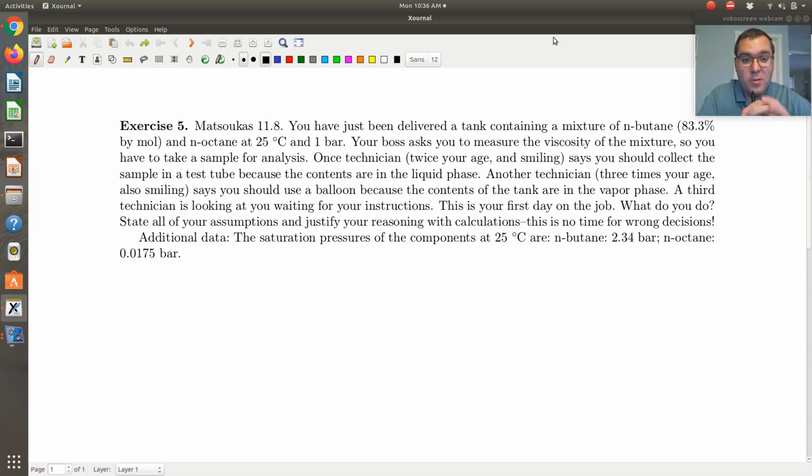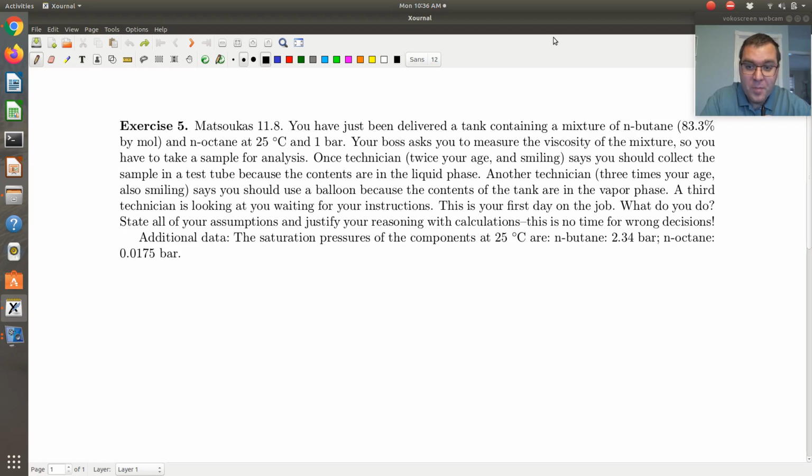Your boss asks you to measure the viscosity of the mixture, so you have to take a sample for analysis. One technician, twice your age and smiling, says you should collect the sample in a test tube because the contents are in the liquid phase. Another technician, 3 times your age and smiling, says you should use a balloon because the contents of the tank are in the vapor phase. A third technician is looking at you waiting for instructions. This is your first day on the job.